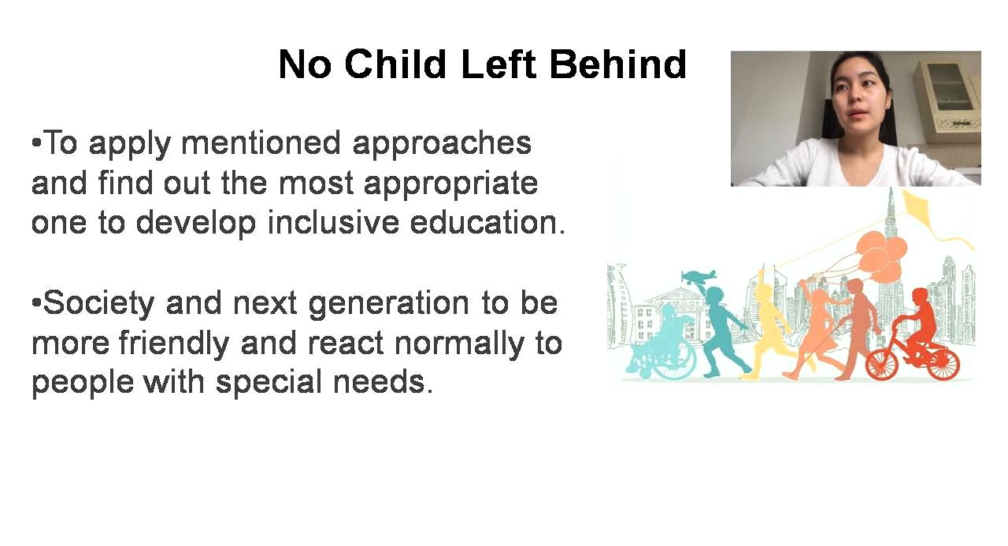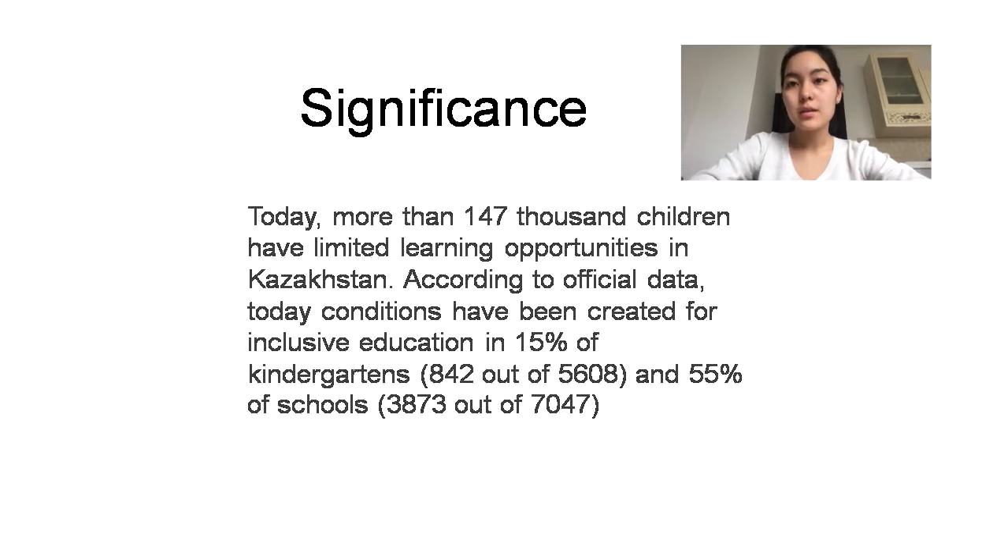And the second is about the society and next generation to be more friendly and react normally to people with special needs. This topic is very important in our country because today more than 147,000 children have limited learning opportunities in our country. According to official data, today conditions have been created for inclusive education only in 15% of kindergartens and 55% of schools. Currently, the Kazakhstani government is trying to implement better quotas and help people with special educational needs to become more social, and it takes its start from schools.